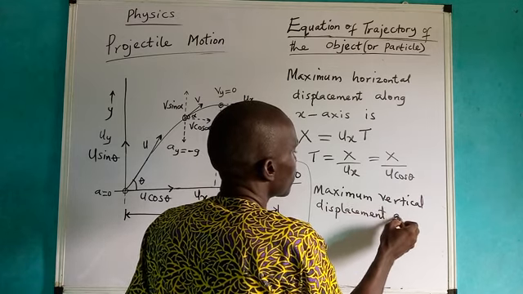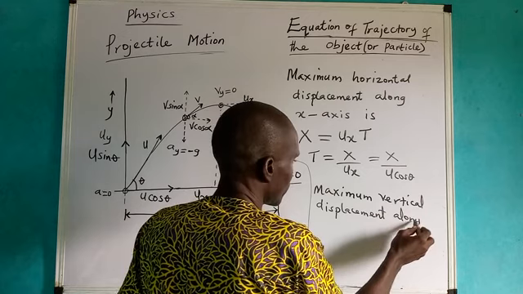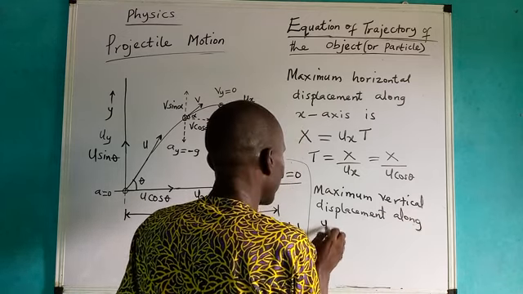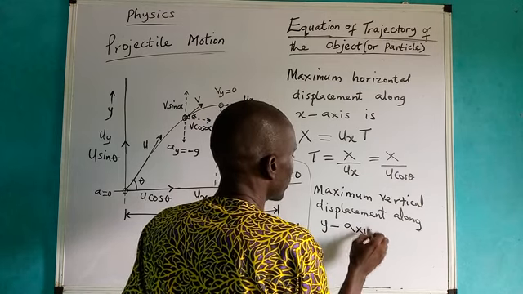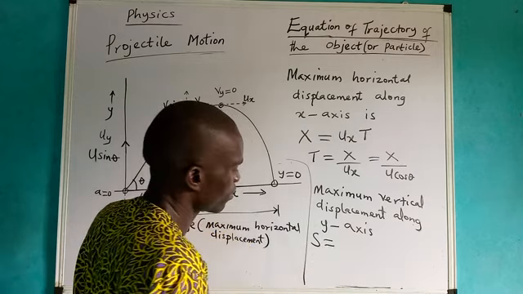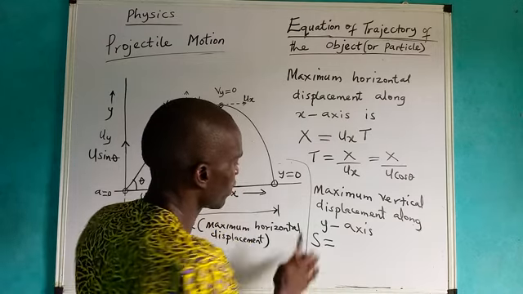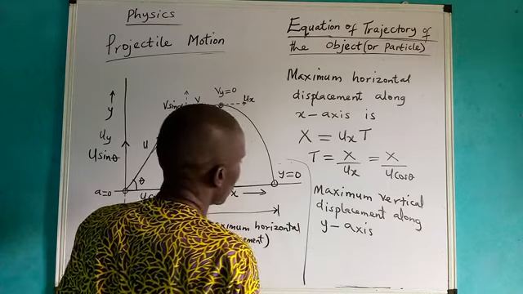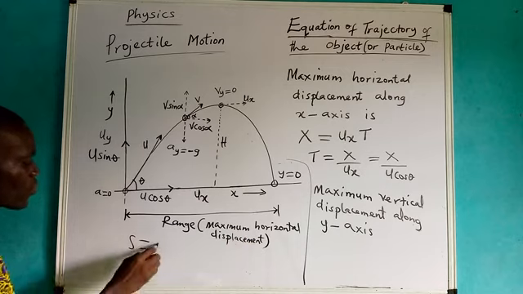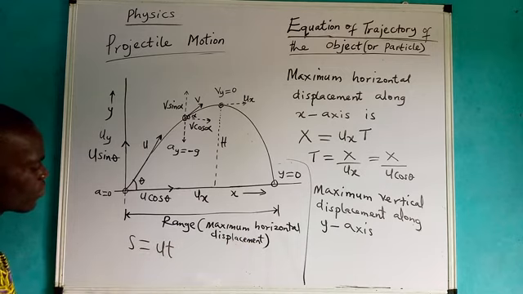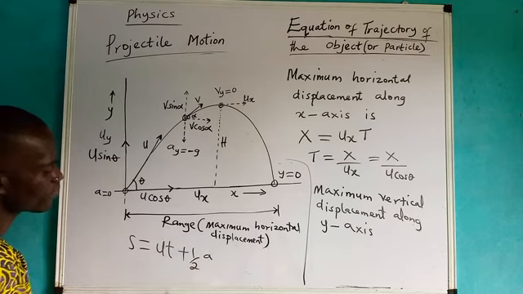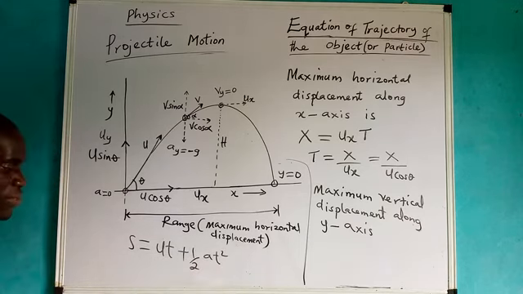Along the Y axis. Please don't forget, this S will later change. You know that we are using the second equation of motion, that is displacement equals UT plus half AT squared. Please take note, we are using this very one.